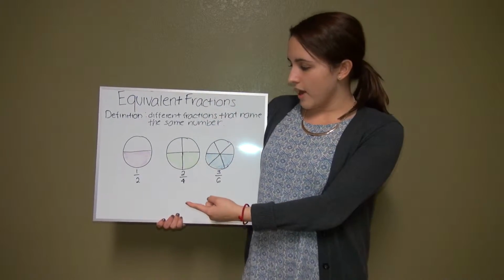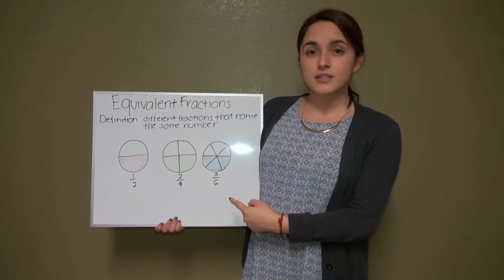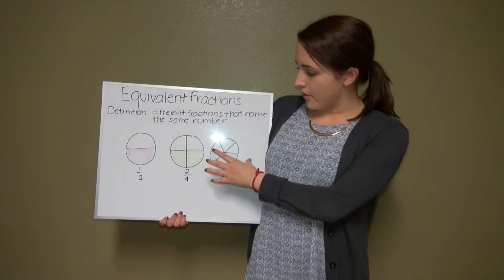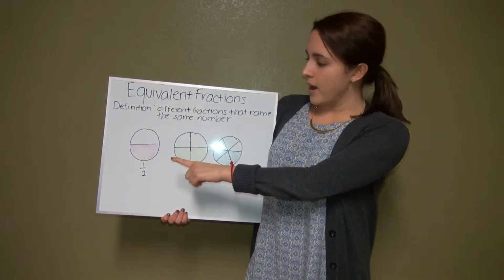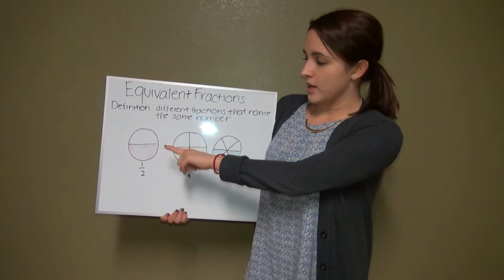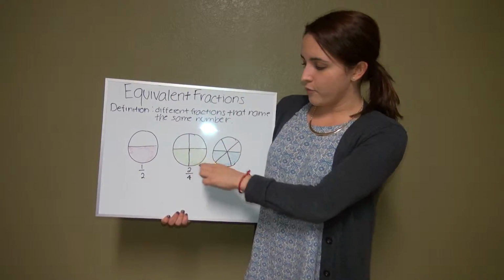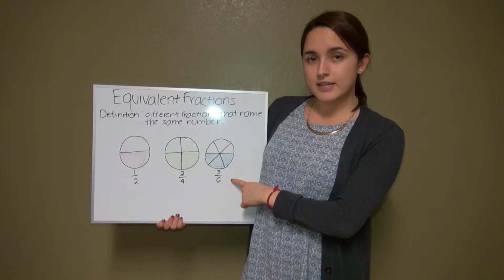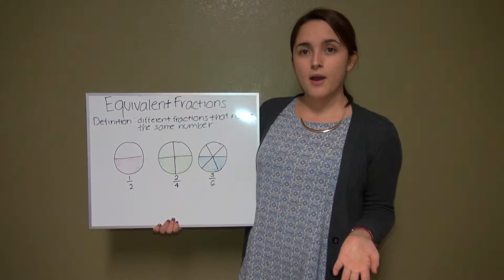So right here we have 1/2, 2/4, and 3/6. You see that they're different fractions, but on the shape you can see that the same amount is actually being shaded. So even though this is 1/2, only half of it is shaded. Right here's 2/4, 2 out of 4 are shaded, and here's 3/6, 3 out of 6 are shaded. They represent the same thing, but they are different fractions.